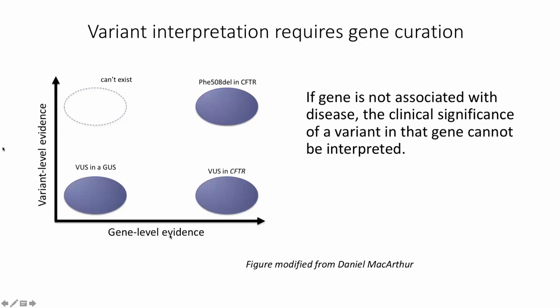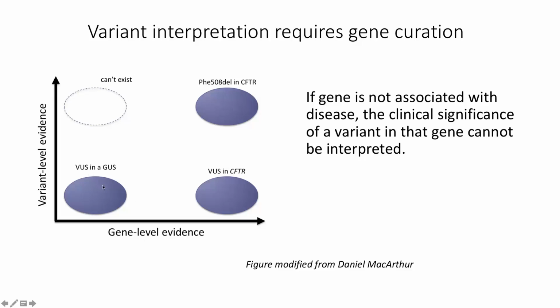So if you have a very strong amount of gene level evidence and a very strong amount of variant level evidence, you have delta F, by the way, in CFTR, very strongly associated with cystic fibrosis. Maybe you don't have a ton of variant level evidence, but you are curating a variant in CFTR, which is definitively associated with cystic fibrosis. You end up with a VUS in a gene that's definitively associated with disease. If you don't know very much about the variant and you don't know very much about the gene, you end up with a VUS and a GUS, so a variant of uncertain significance and a gene of uncertain significance.